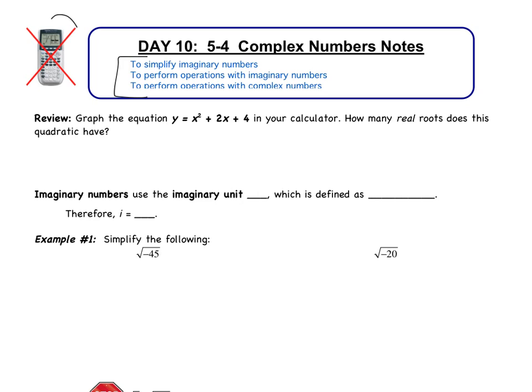Today's video is no calculator, but you will need a calculator for the first review question. After this question, you can put away your calculator. So the review question says, graph the equation y equals x squared plus 2x plus 4 in your calculator. How many real roots does this quadratic have? So remember, to graph, you're going to have to go to y equals and put in your equation. And then you're going to have to hit zoom standard, which is zoom 6. So right now, pause the video and graph this in your calculator, please.